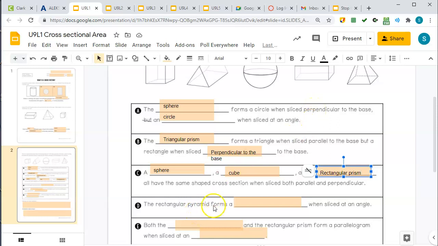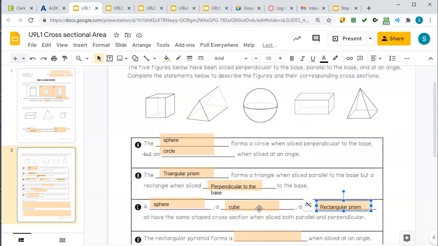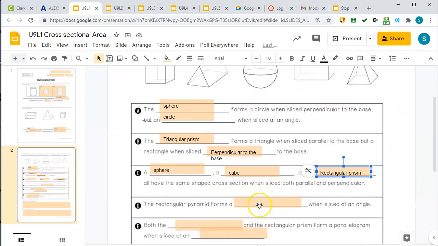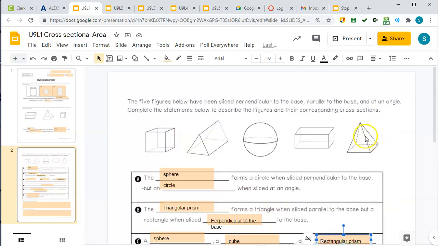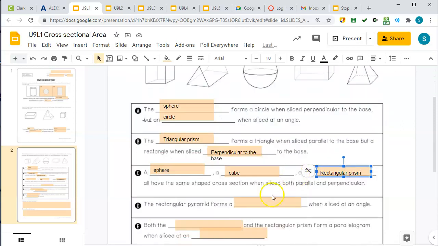The rectangular pyramid forms a blank when sliced at an angle. So if we think about this and we cut at an angle, we think about what shape we're going to get, we're actually going to get kind of a trapezoid. So if we cut sort of from this side down to the bottom, well, it should get wider, but this side and this side will be parallel, so we get a trapezoid.